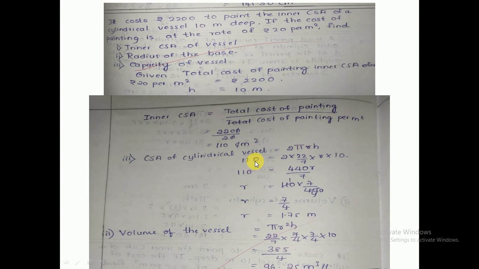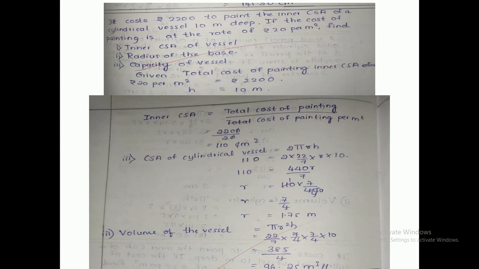Just now we got the CSA of the cylindrical vessel 110, which is equal to 2 pi RH, that is 2 into 22 by 7 into R into 10. Then 110 is equal to 440 R divided by 7. Then R is equal to 110 into 7 by 440. After simplification we'll get 1.75. So we got radius 1.75.